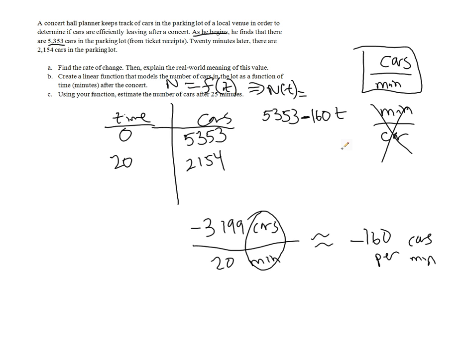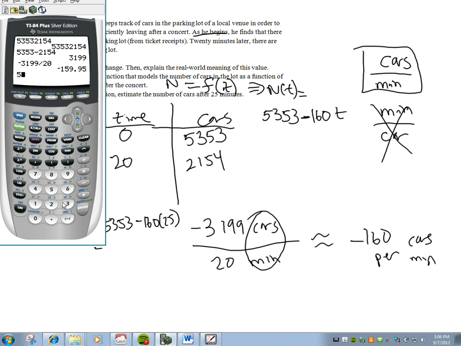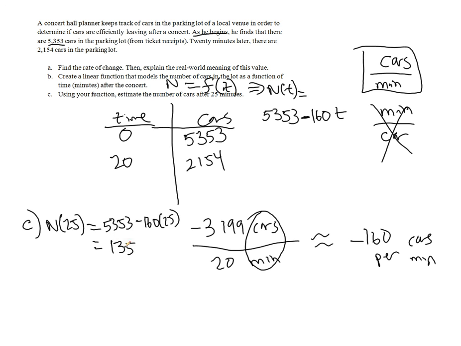So 53 minus 160t. After 25 minutes, we would expect the number of cars after 25 minutes to equal 53, the original, take away 160 cars per minute for 25 minutes, and we would get 53 minus 160 times 25, which gives us about 1,353 cars left in the parking lot.